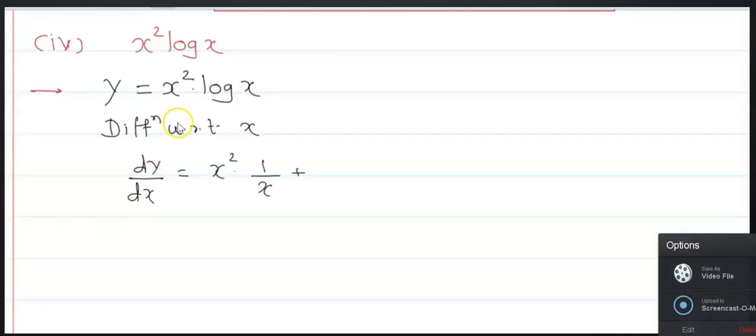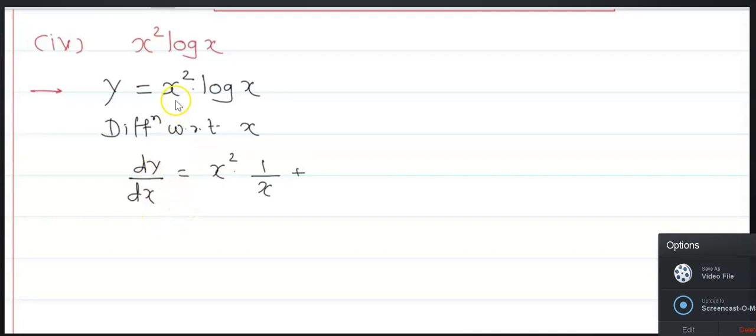See this, y is equal to x square into log of x. Differentiate this with respect to x. What is the derivative of x square? It is 2x. The derivative of log of x is 1 upon x. You must know the derivative first of all, then we can find out the second order derivative.